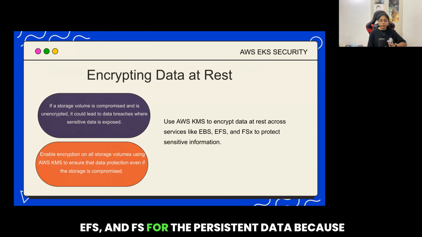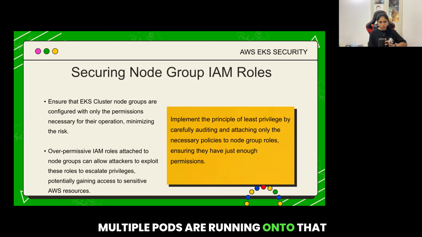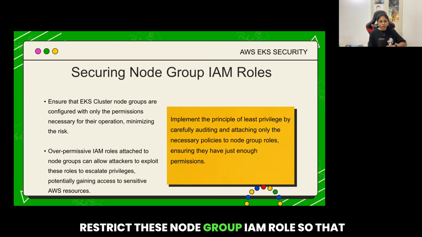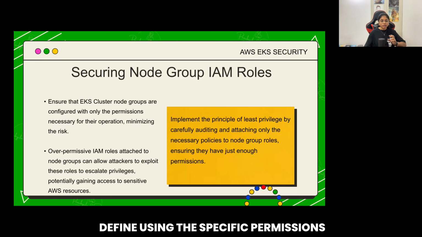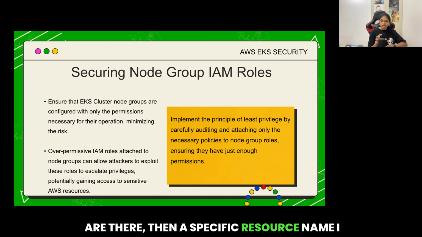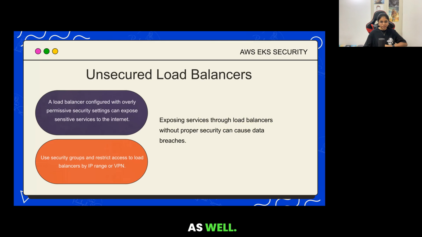Next is securing node group IAM role. This is different. Pod IAM role means we are attaching an IAM role to a pod. Whereas node group IAM role means we are attaching an IAM role at the node level, where multiple pods are running on that particular node. That is why it is very important to restrict these node group IAM roles so that pods are not able to get access to the node group level credentials. And that we can define using the specific permissions required. Like if I want only S3 bucket permissions, then I can mention a specific resource name here and specific permissions as well.